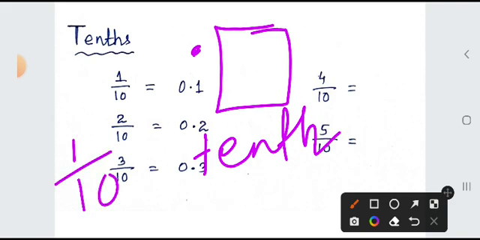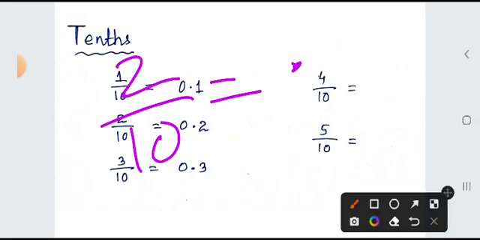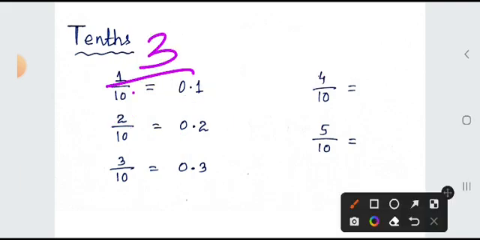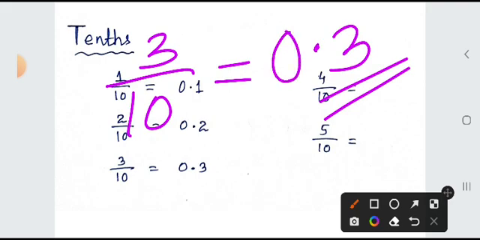Suppose we have 1 upon 10, then we write 1 there. Suppose we have 2 upon 10, then after the decimal point we write just 2. What should we write just before the decimal point? We should not keep it blank, we have to write 0. So simply write 0.2. For 3 upon 10, after the decimal point we write 3, because this is the tenths place and it represents out of 10, and before the decimal point just write 0, as there is no digit. So for 3 upon 10 the decimal form will be 0.3.